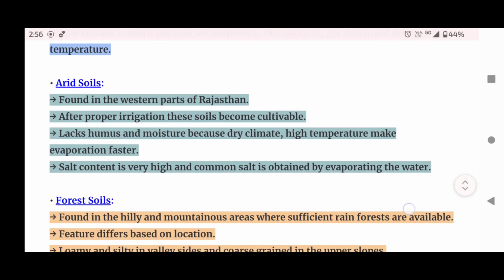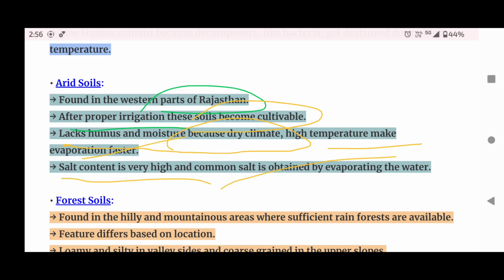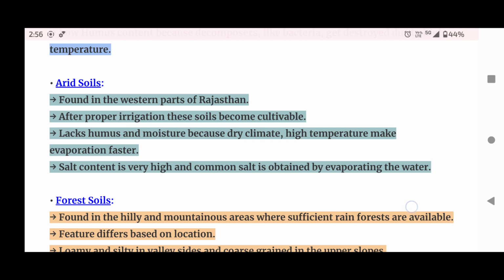Arid soils. Arid soils are found in the western part of Rajasthan. After proper irrigation, these soils become cultivable. Lacks humus and moisture because the dry climate and high temperature make evaporation faster. Salt content is very high and common salt is obtained by evaporating the water.